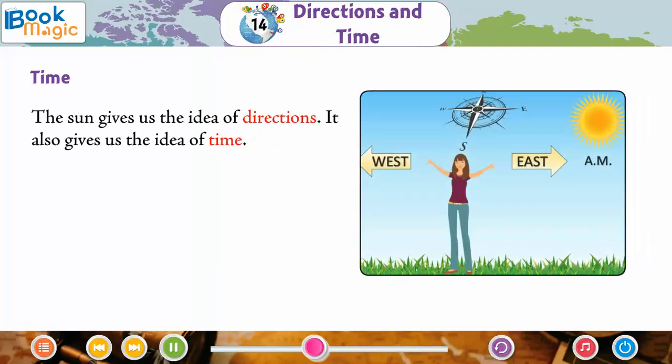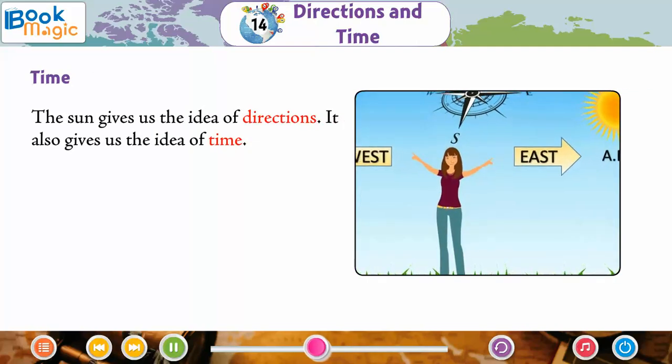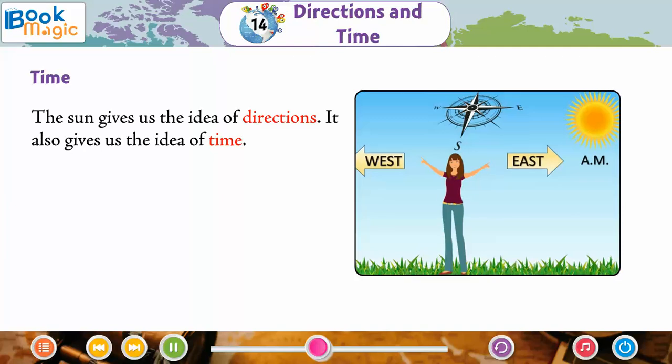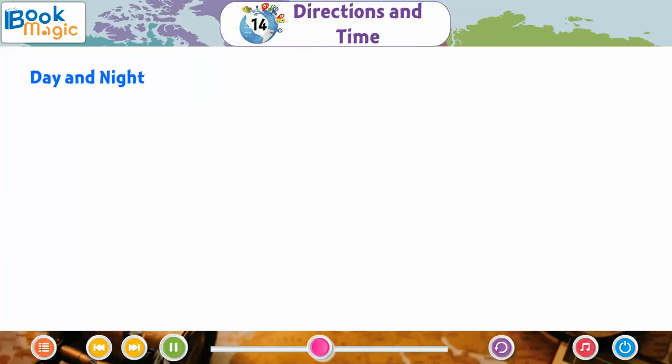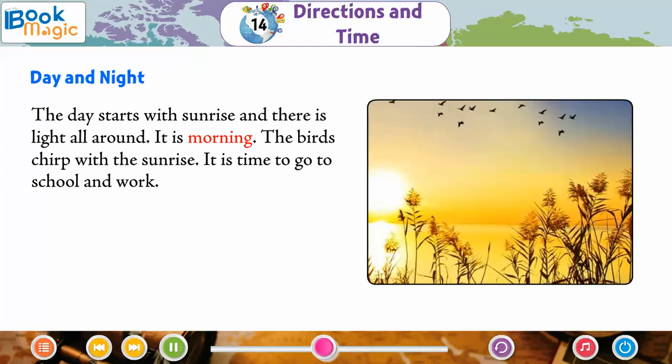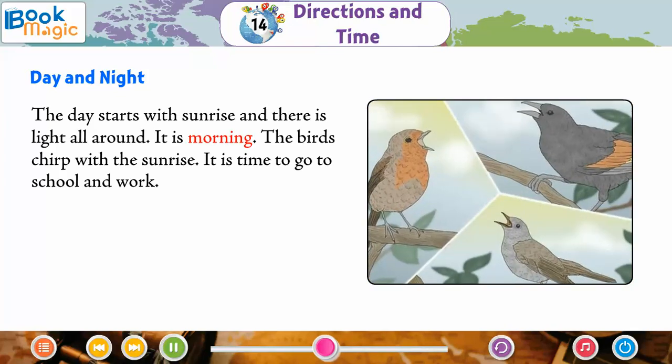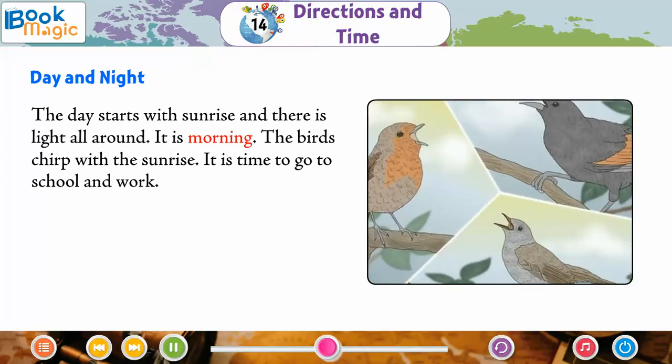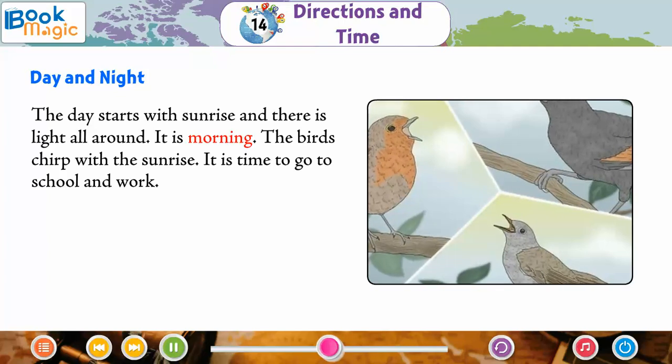Time. The sun gives us the idea of directions. It also gives us the idea of time. Day and night. The day starts with sunrise and there is light all around. It is morning. The birds chirp with the sunrise. It is time to go to school and work.